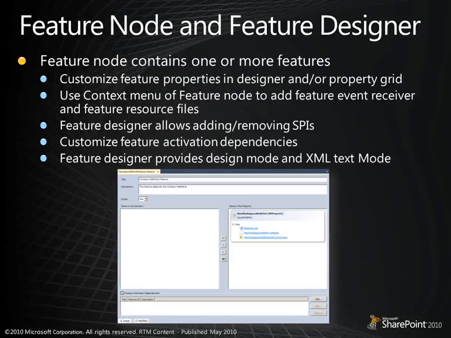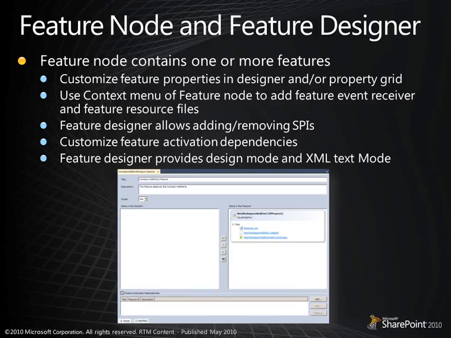The Features node acts as a folder which contains one or more features which are used to deploy various SharePoint functionality. The Features node contains a designer used to associate SharePoint items to feature instances and to set the feature scope such as farm, web application, site collection, or web. The designer allows the developer to manage which SharePoint project items each feature will deploy by allowing the developer to add or remove SPIs. This can be useful when the developer is refactoring large solutions into various new features.